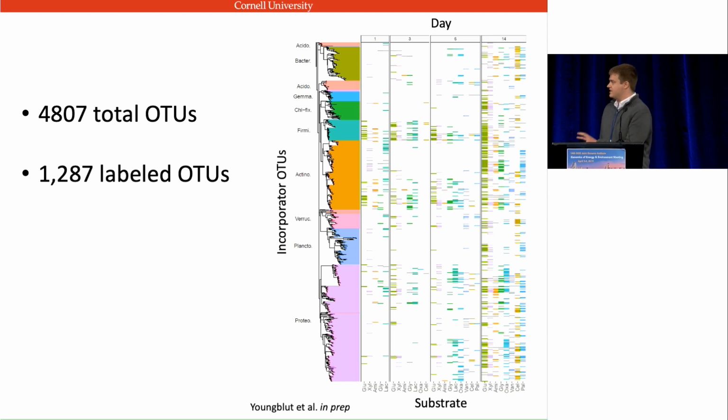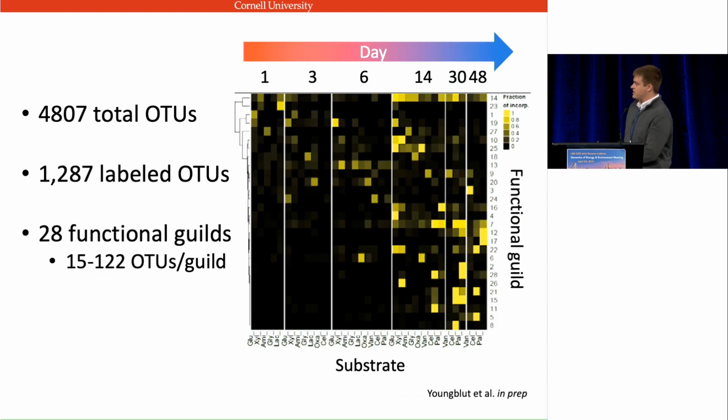To get a better handle on this data, they grouped these incorporator OTUs into 28 functional guilds. These guilds were based on the incorporation pattern in the previous figure. This is a heat map showing the incorporation pattern of these different functional guilds, where you have the functional guild numbered on the y-axis, and then the substrate and day on the x-axis. And the color indicates the number of incorporators within that functional guild that were labeled on that given day.